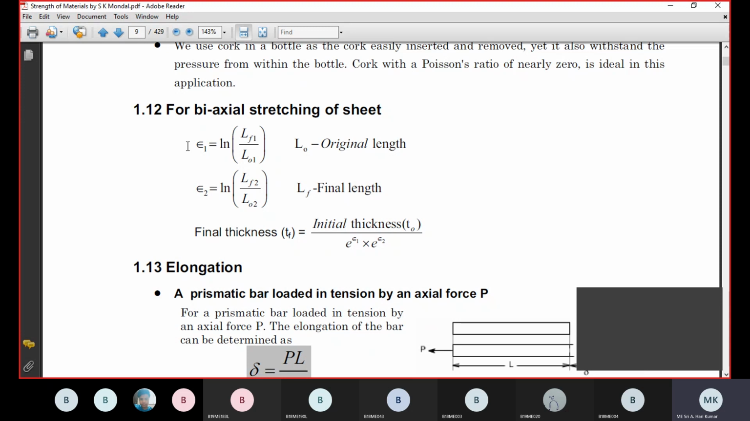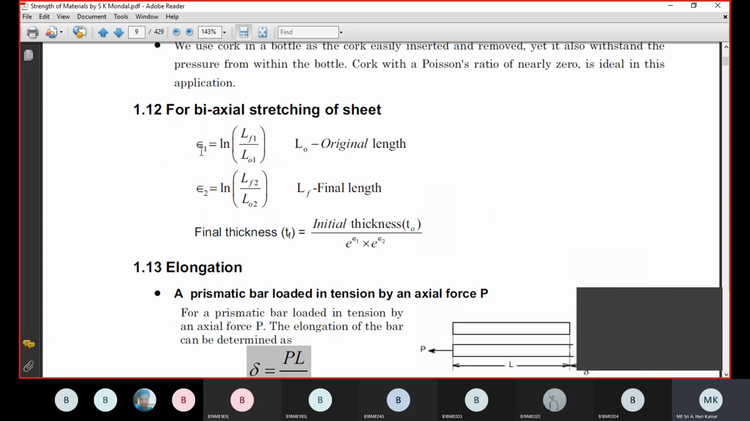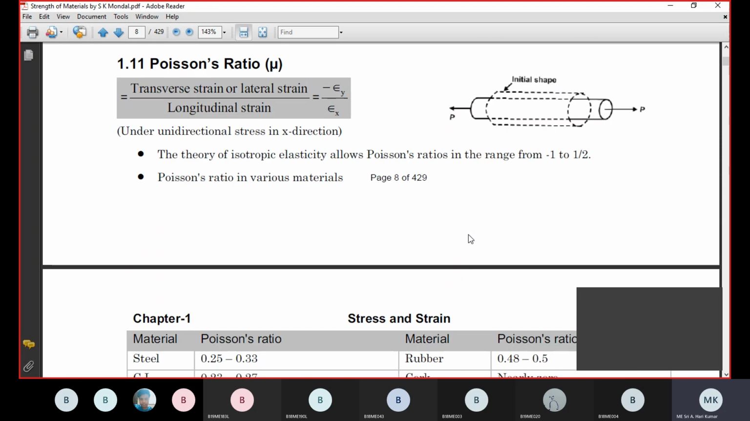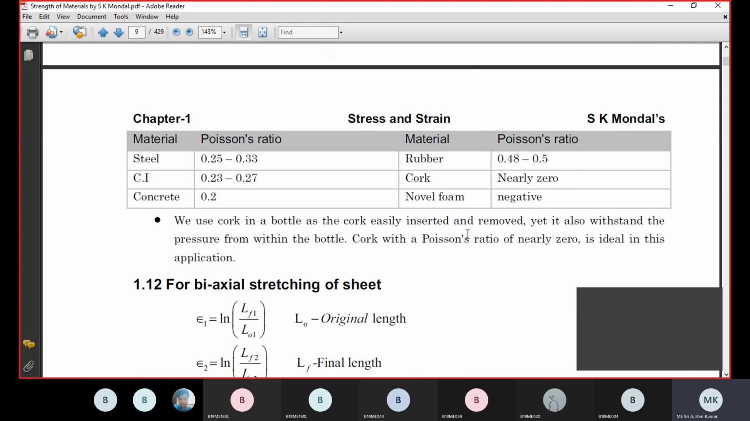So try to remember final by initial. Whatever the type of strain, if this is a linear strain, this becomes lateral strain. Or if this is a lateral strain, this becomes linear strain. So remember that, depending on the direction given in the problem. Try to remember the final thickness is initial thickness by e to the power of epsilon 1 into epsilon 2. This is really a new thing. Even I am coming across it for the first time, though I have read it sometime, but I have never looked at it with so much importance. Okay, that was about Poisson's ratio.